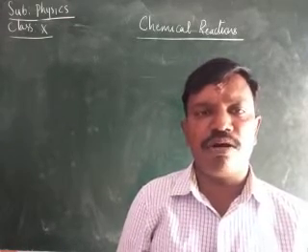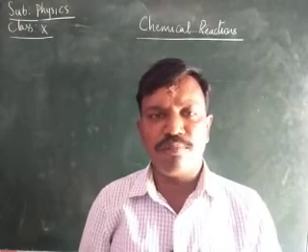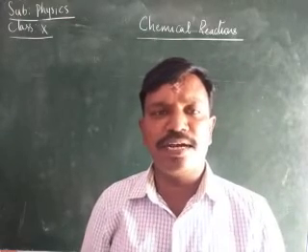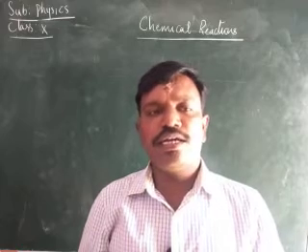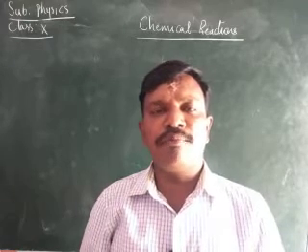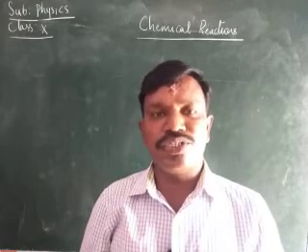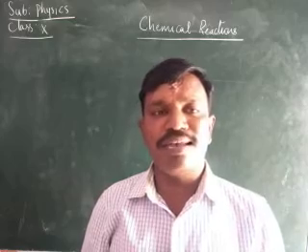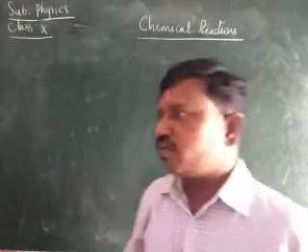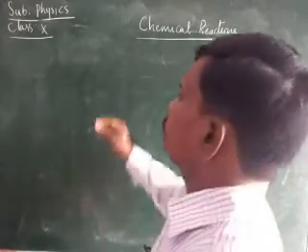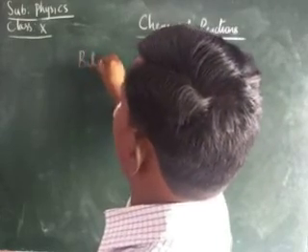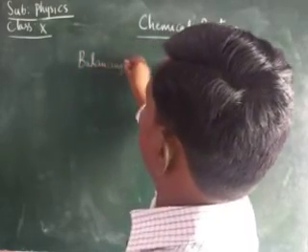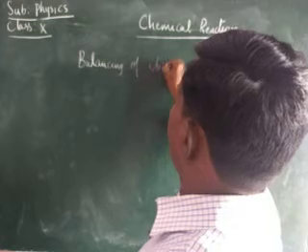Good morning, children. As we are learning the chapter chemical reactions, we have already completed the types of chemical reactions: chemical combination, chemical decomposition, chemical displacement, and chemical double decomposition. In the same way, we learned what a chemical equation is and how we can write the chemical equation. Next, we are learning about the balancing of the chemical equation.